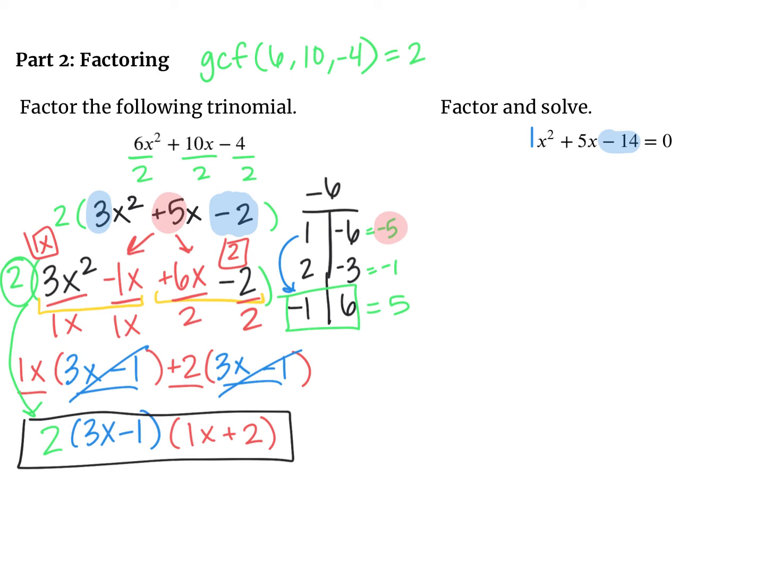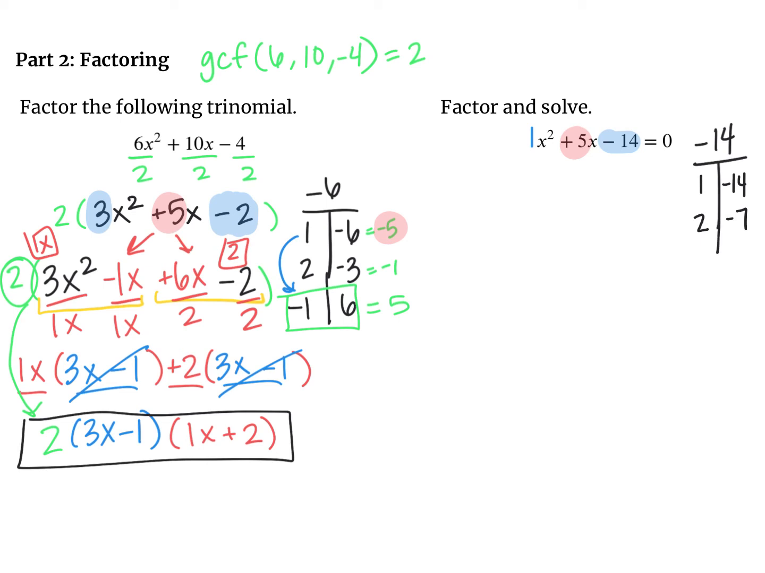So we're going to multiply together a times c, which is 1 times negative 14, which is negative 14. And we want two factors of negative 14 that will add to give us our b value, which is positive 5. So factors of negative 14 are 1 and negative 14, and 2 and negative 7. Now when we add these together, 1 plus negative 14 is negative 13, 2 plus negative 7 is negative 5.